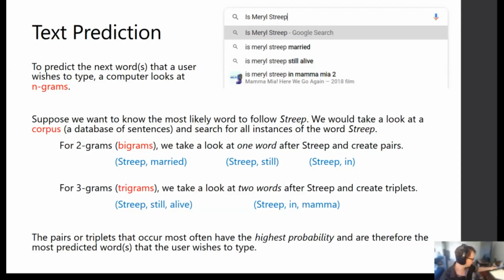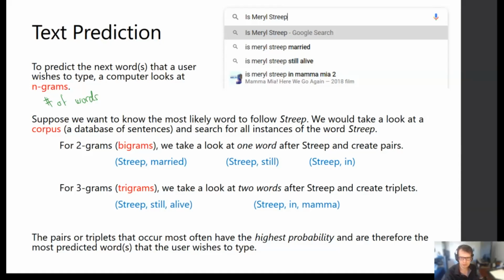Well, usually what a computer does, again, is it makes use of probability. And it does this by looking at these things called n-grams. To make this simple, an n-gram is just some number of words. I'm looking at specific examples below to illustrate this process. So let's say we have Meryl Streep, and we want to make a prediction about what you're going to want to type after you write the word Streep.